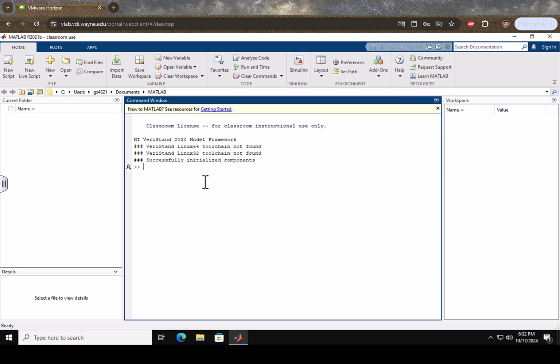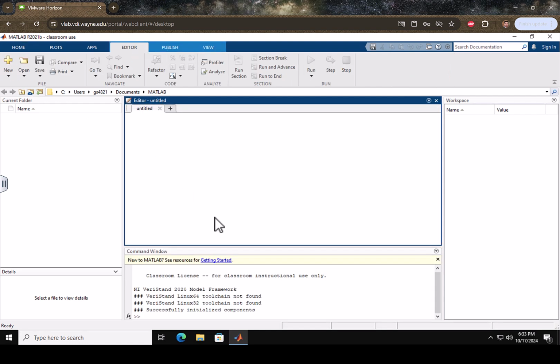Okay, so what I just did here is pulled up MATLAB through the VLab that you should all be familiar with accessing. If not, if you have any issues, please feel free to reach out to me. But once you reach this main screen in MATLAB, what you're going to want to do is just create a new script. And now right here in this area is where we're going to be running the MATLAB code.